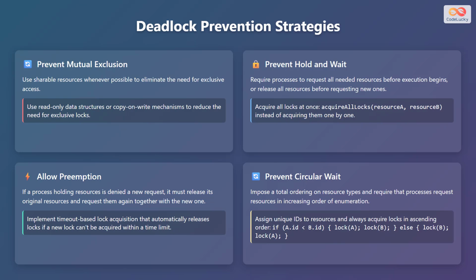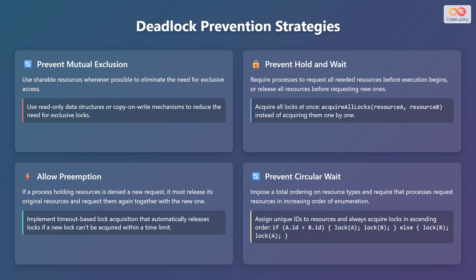There are several strategies to prevent deadlocks. Prevent mutual exclusion by using shareable resources whenever possible to eliminate the need for exclusive access. For example, use read-only data structures or copy-on-write mechanisms to reduce the need for exclusive locks. Prevent hold and wait by requiring processes to request all needed resources before execution begins, or release all resources before requesting new ones. For example, acquire all locks at once rather than acquiring them one by one.